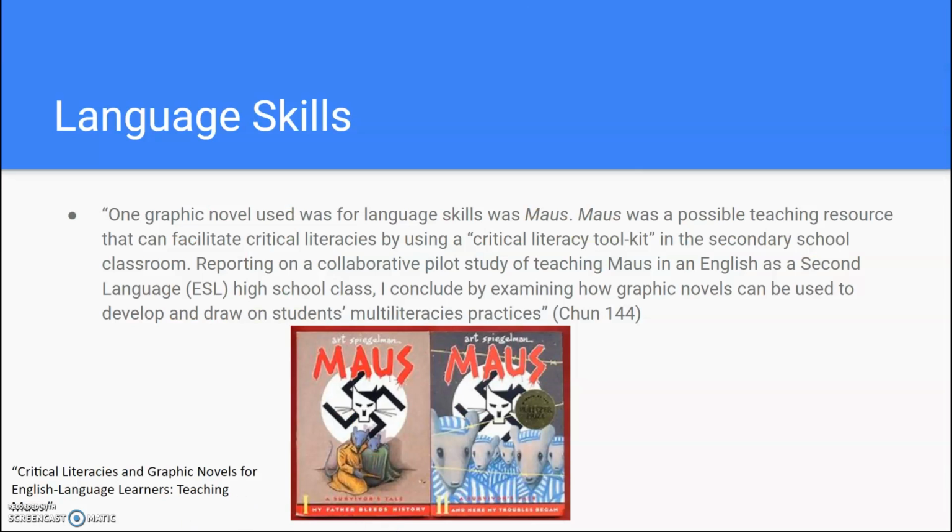So some language skills that I noticed: one example of a graphic novel used for language skills was Maus. Maus was a possible teaching resource that can facilitate critical literacies by using a critical literacy toolkit in a secondary school classroom, reporting on collaborative pilot studies of teaching Maus in an English as a second language high school class. I conclude by examining how graphic novels can be used to develop and draw on students' multiliteracy practices.